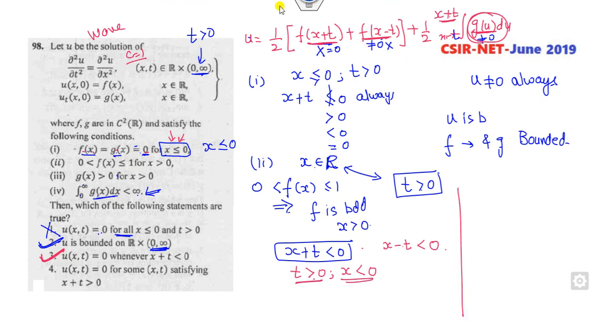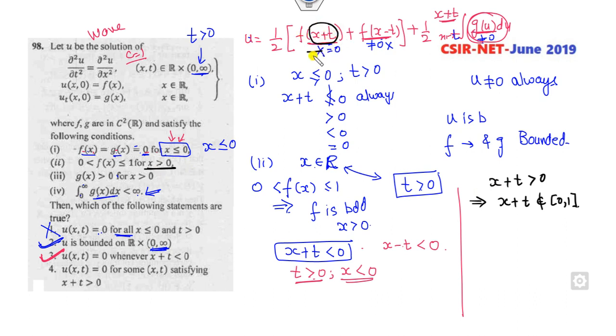Look at the last option. When you consider x plus t as greater than 0, what is the meaning of that? X plus t does not belong to the 0 1. Fine. So that means in this case, whenever x is greater than 0, x plus t is greater than 0, this means this is my greater than 0.